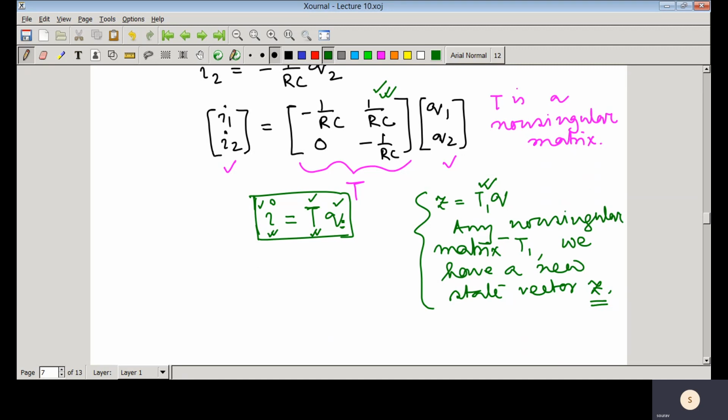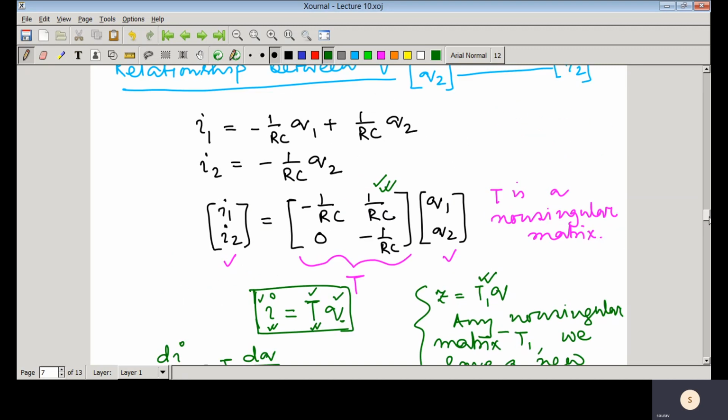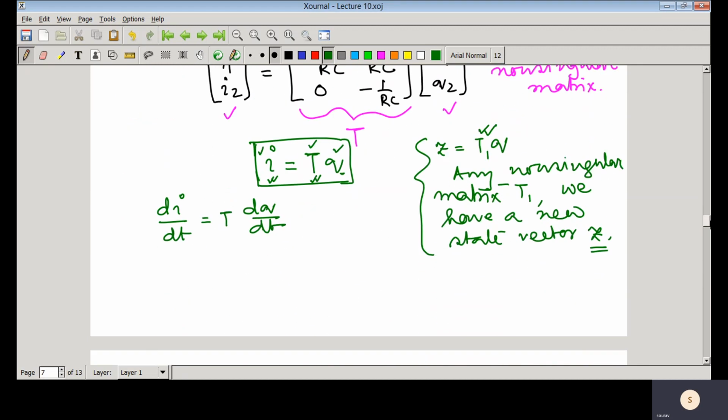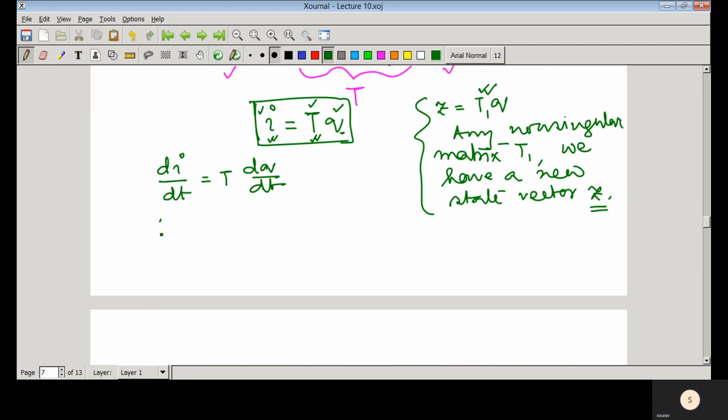If you take the derivative of this equation, you have dI by dt equal to T dQ by dt, and already you know that dI by dt equals AI. So AI equal to T dQ by dt.